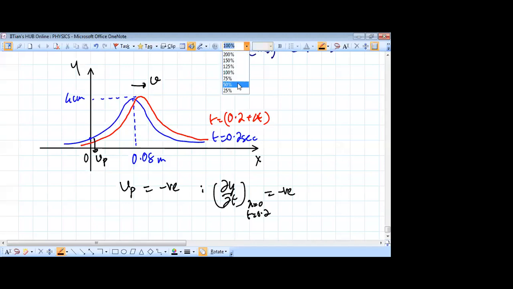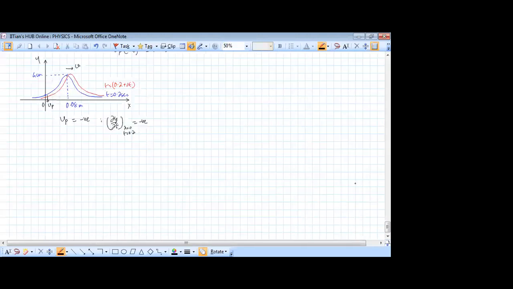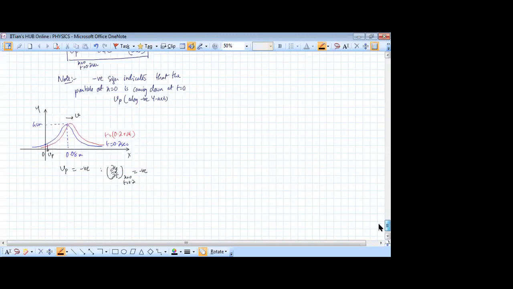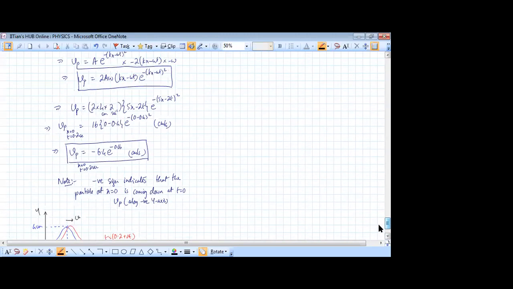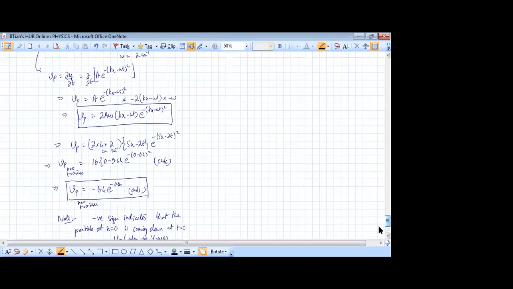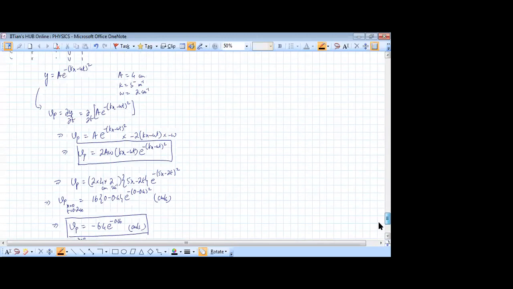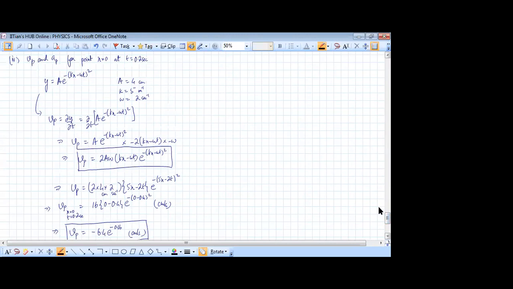As that pulse is shifting, the shape is shifting along the x-axis, but the medium particles are only either moving up or moving down. They are not moving along the x-axis. They are moving along the y-axis only. So that's the reason why this happens. So just make a note of this point, this concept here.